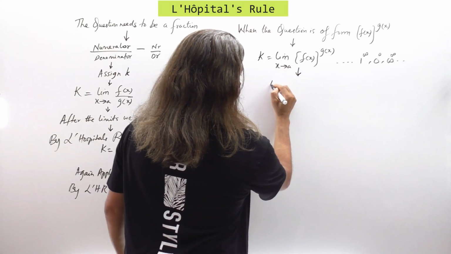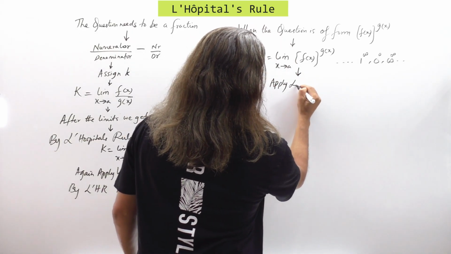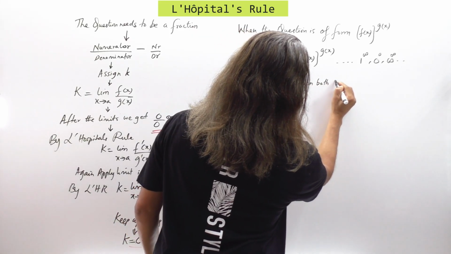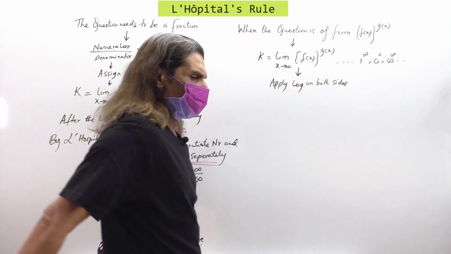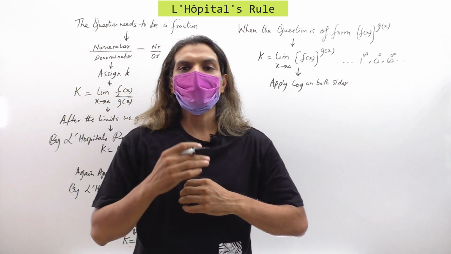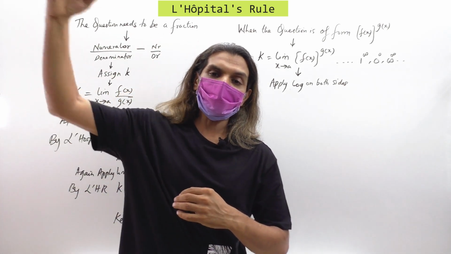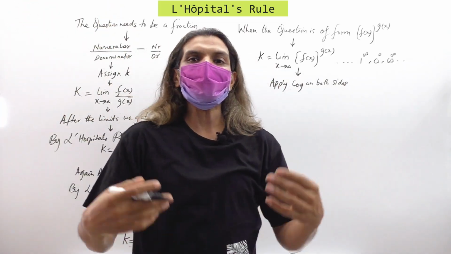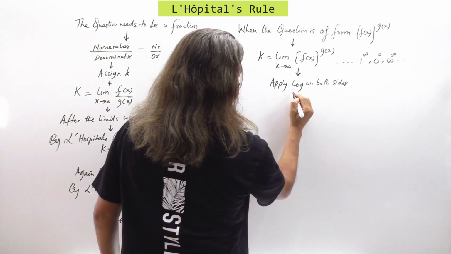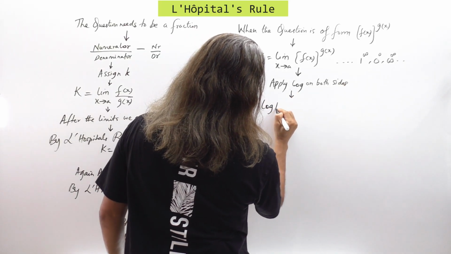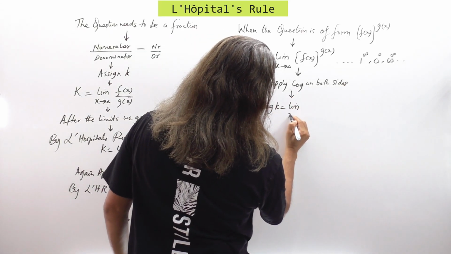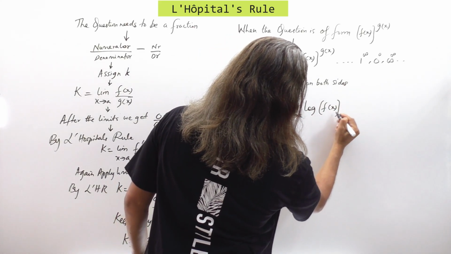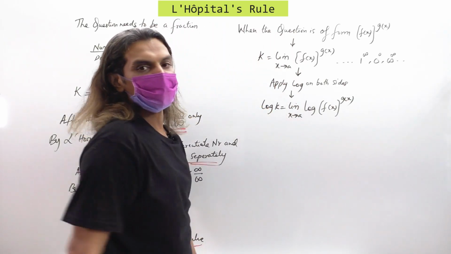Very simple here, apply log on both sides. Log is a powerful tool which brings something from top to bottom. So if something is raised to a power and you want to bring it down, we always apply log. So apply log on both sides. That means we have log k is equal to the limit as x tends to a of log of f of x whole raised to the function g of x.